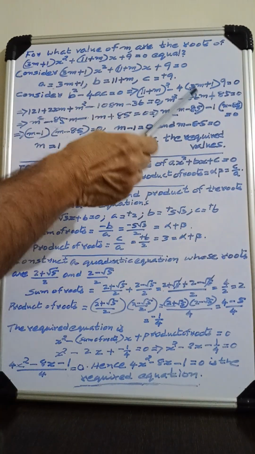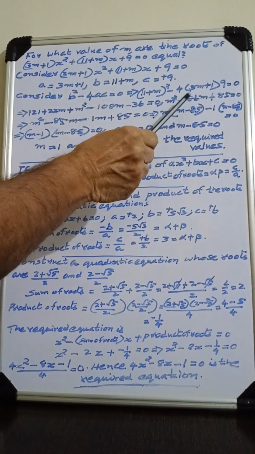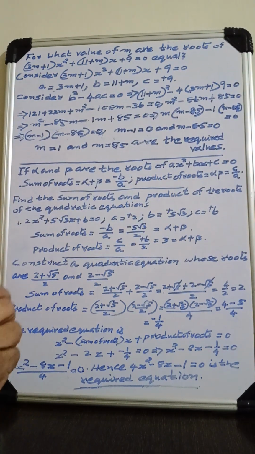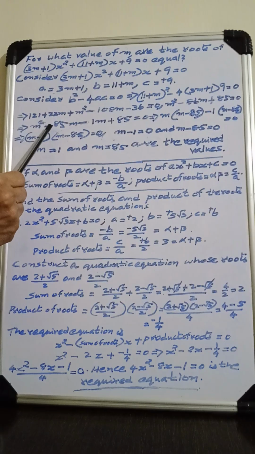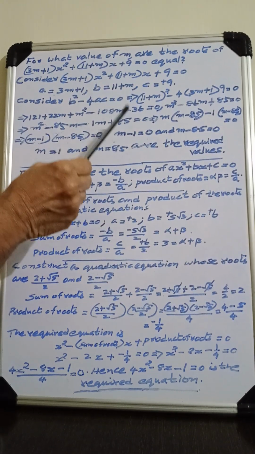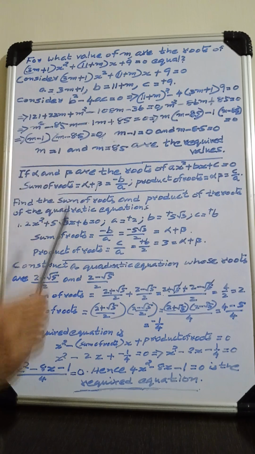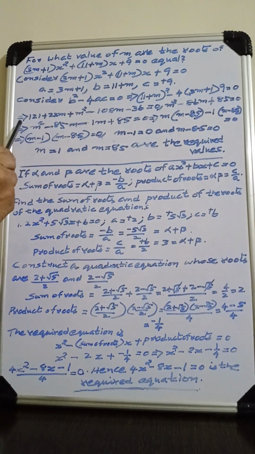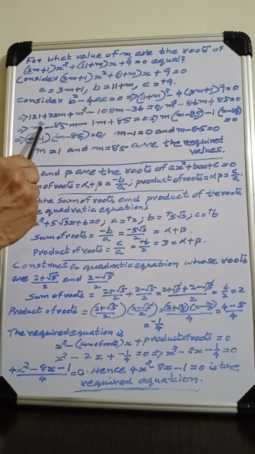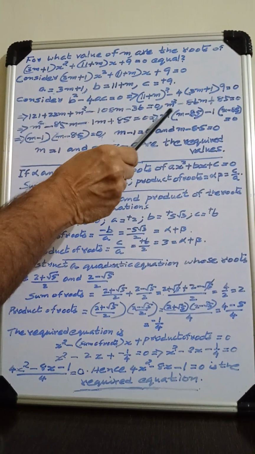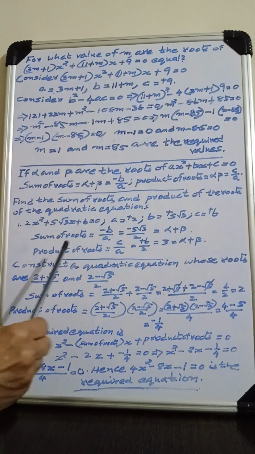We need two numbers that add to give minus 86 and multiply to give positive 85. That is minus 85 and minus 1. Therefore, m squared minus 85m minus 1m plus 85 equals 0. Taking grouping, in m squared minus 85m the common factor is m, giving m into (m minus 85).